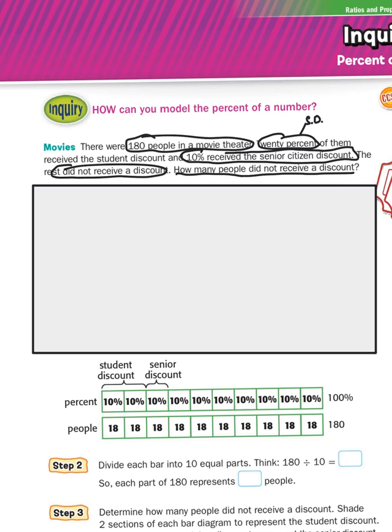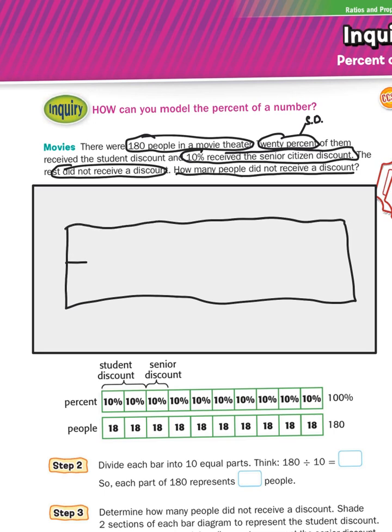I draw a big rectangle, and I split it in half to make a double bar. Now, I know that's not too neat, but it's the best I'm going to do. One bar is going to represent the percent. The other is going to represent the people. It doesn't matter which is which, but it says there's 180 people in the movie theater, right? So I'm going to put 180 down here, and the percent is always 100% because that's everybody, and everybody in the movie theater is 180.